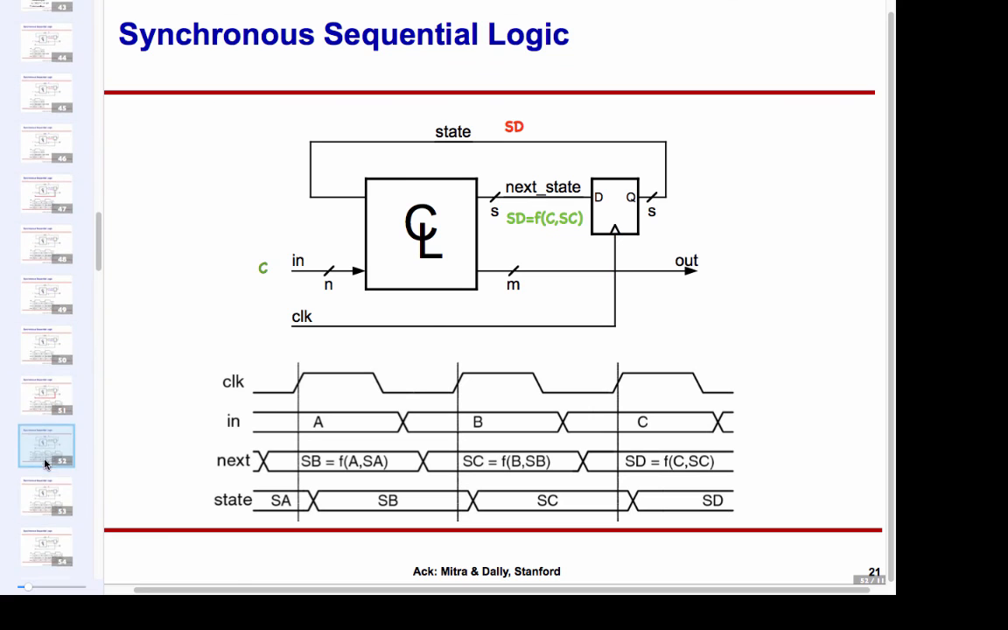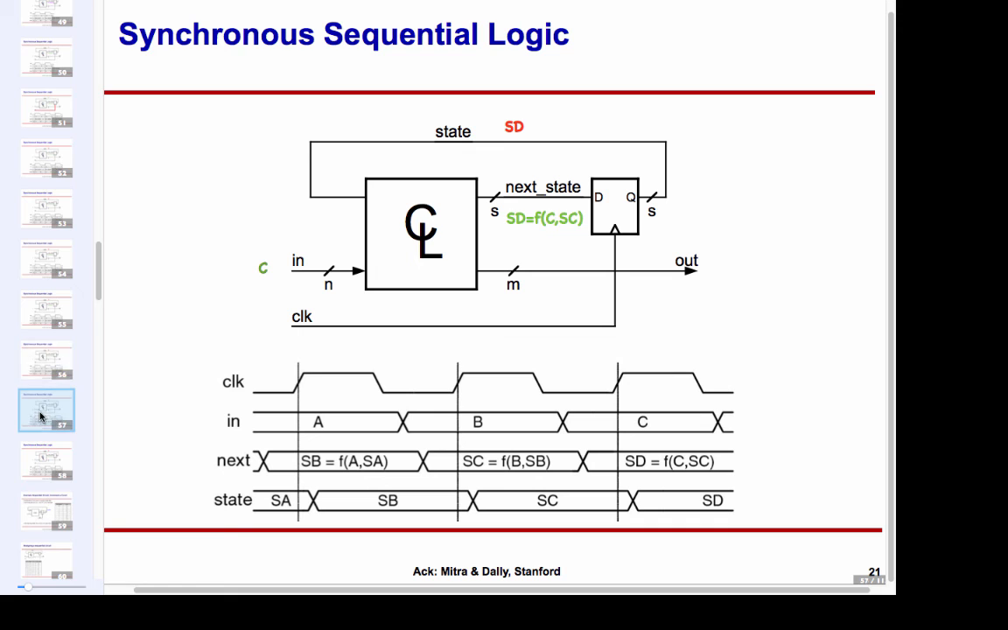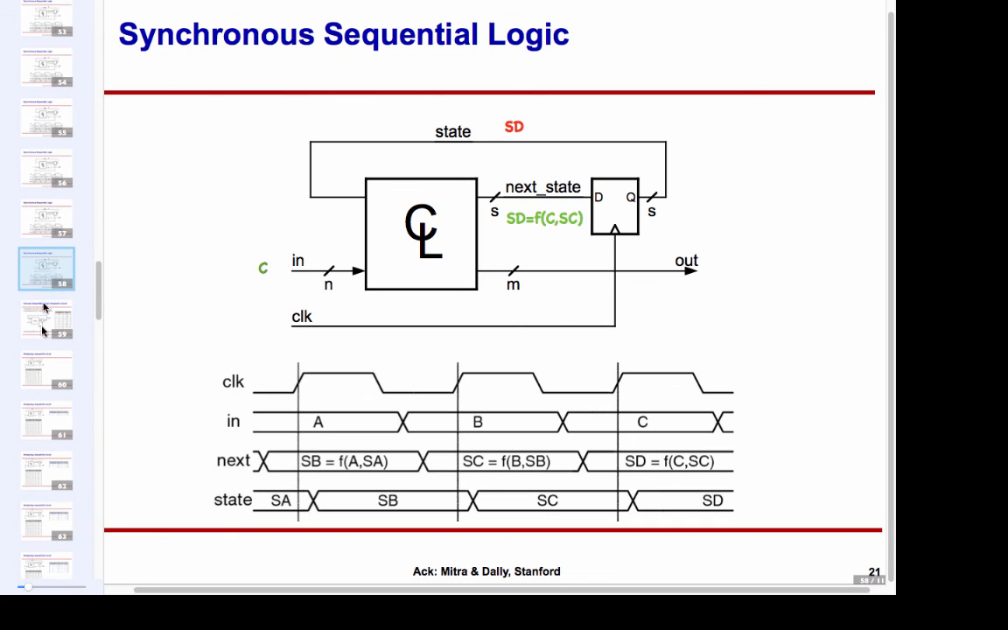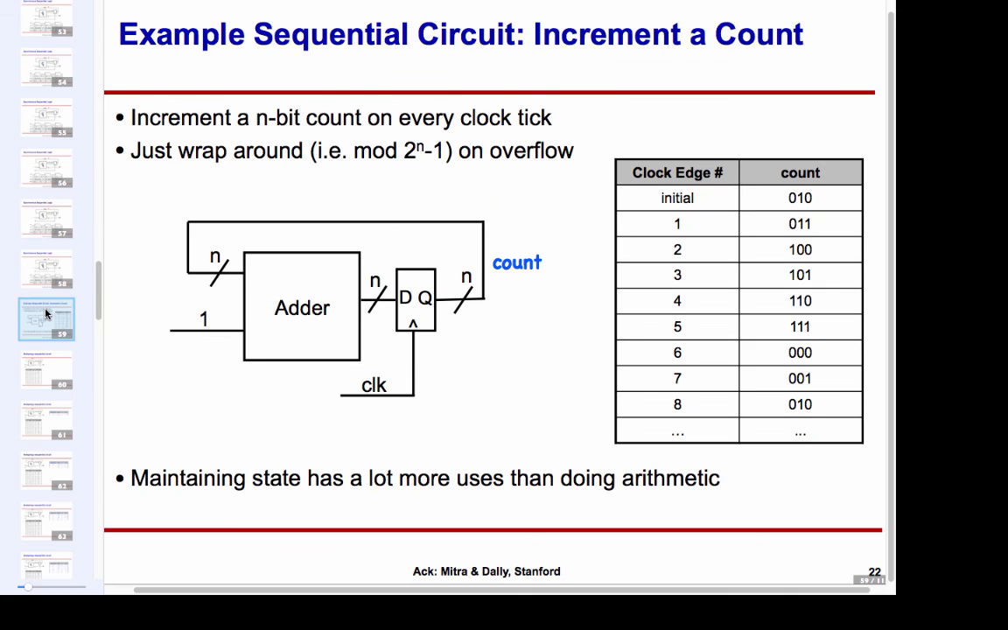So this process keeps going on. So let's look at an example. Let's say I want to create a counter. In the homework, I asked you to make an incrementer. So unfortunately, a part of it is a solution to that. But in any case, I want to create a counter.